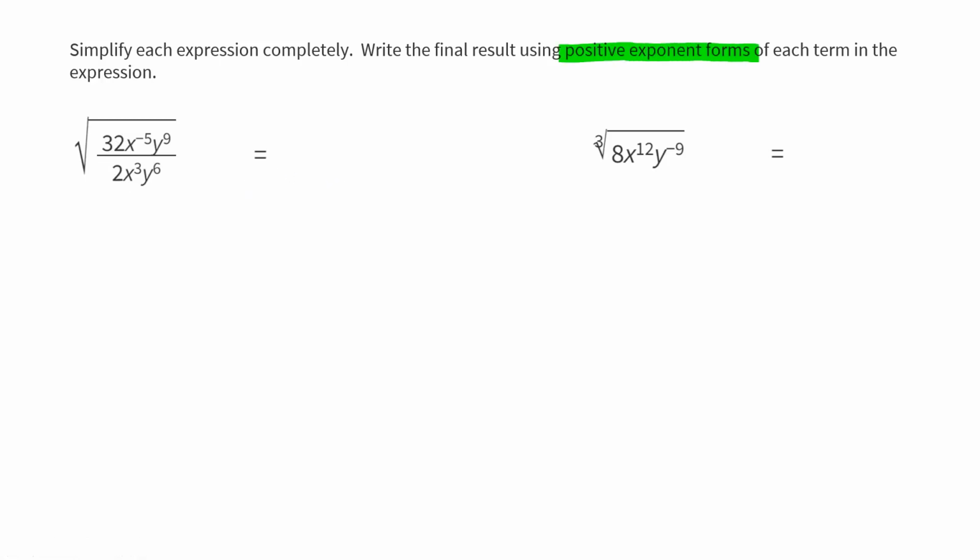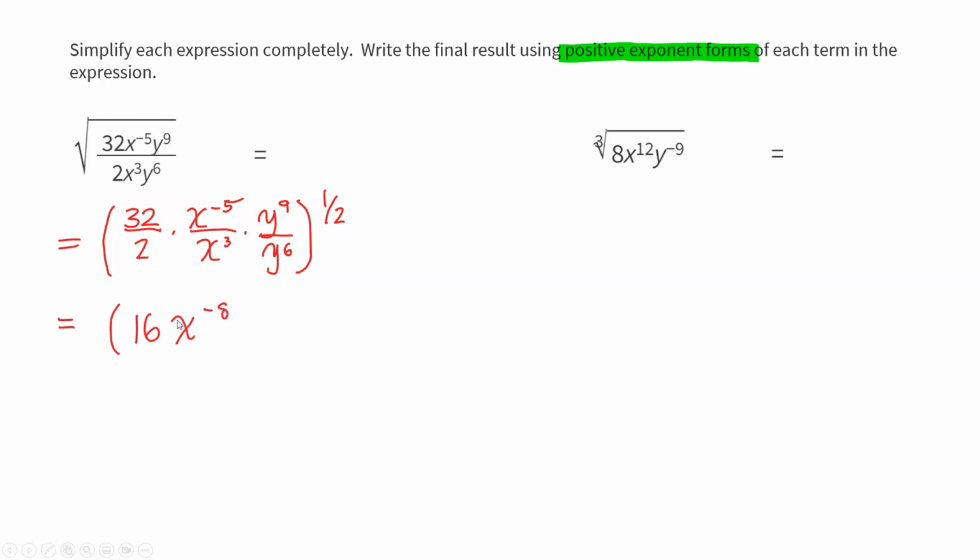So because you're doing positive exponent forms, this is rewritten. A couple things are done. First, the square root turns into an exponent of 1/2 because it's the same thing. And as before, the coefficients, the powers of x and the powers of y were separated. You could do that mentally. You don't necessarily have to write it out, but I'm just trying to show you here how it's going to be done. 32 divided by 2 is 16.